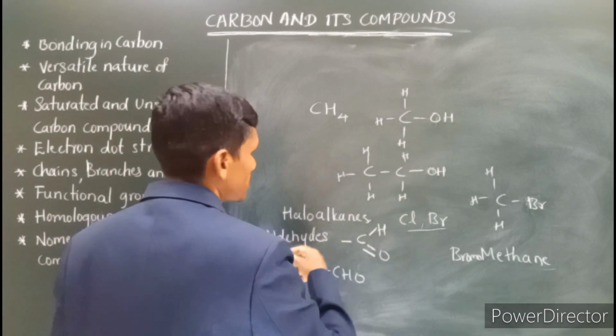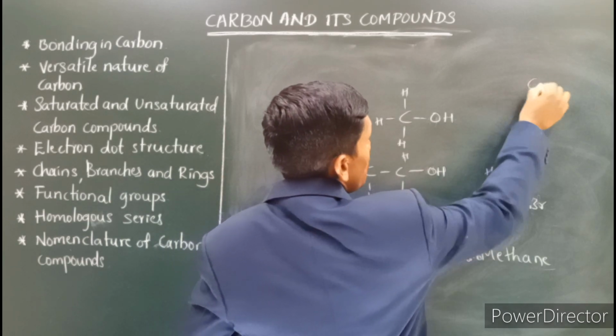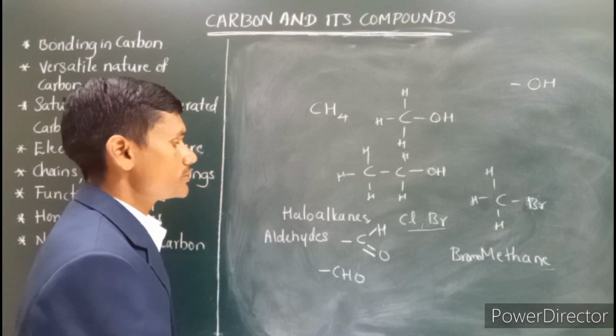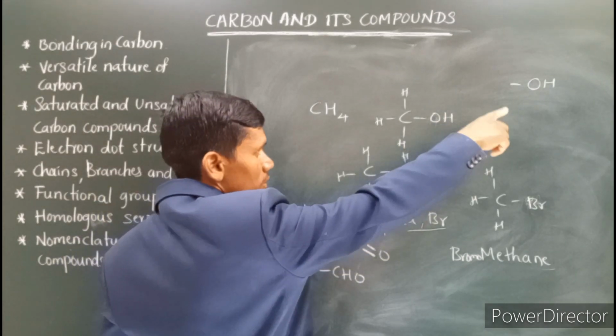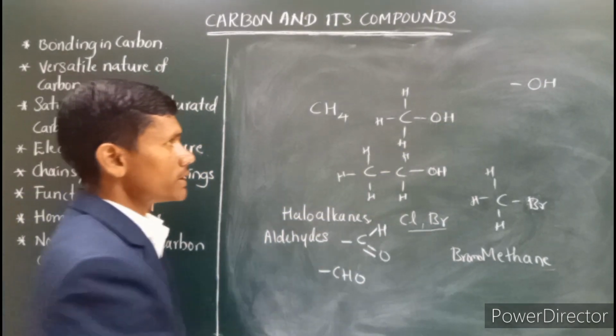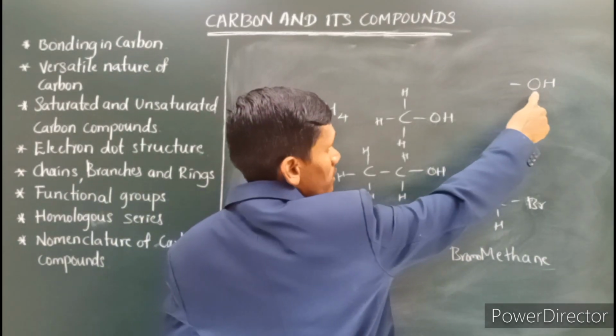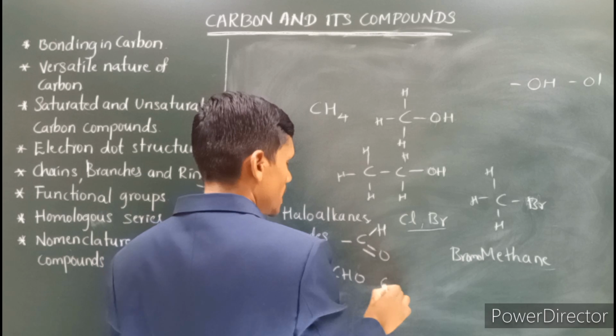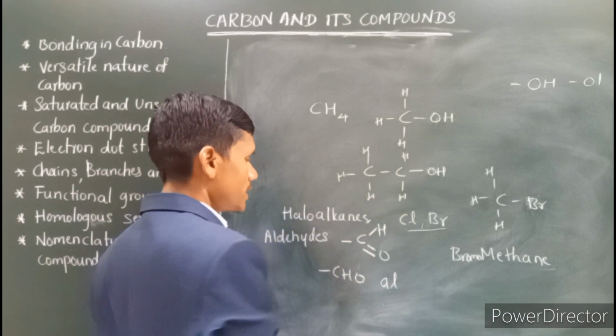Next, coming to alcohol. Alcohol group, we will take here, OH. This is the alcohol group. If it is attached in place of one hydrogen, then for this we are giving the suffix as ol. For this suffix we are adding it as ol.